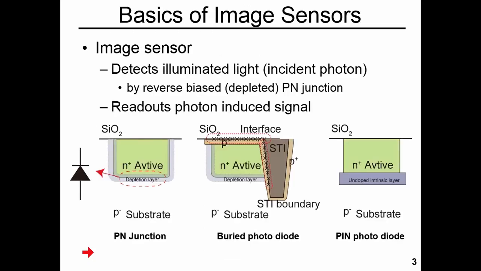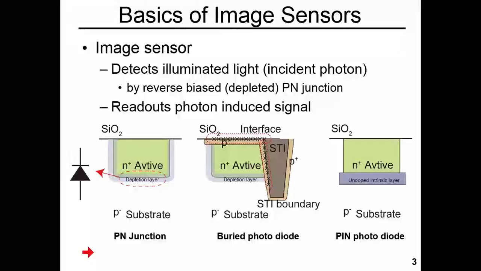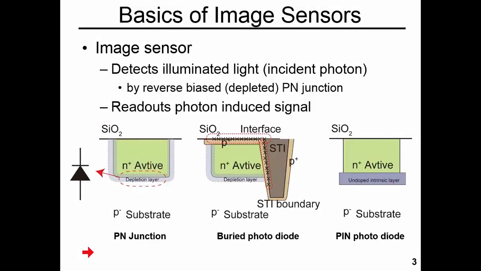So the basics of image sensors are like this. Any kind of PN junction becomes an image sensor. Photons come into the depleted PN junction, and the photon-induced electron-hole pairs will be attracted by the strong electric field to either node. So that collects the photo-induced signals and can become an image sensor.